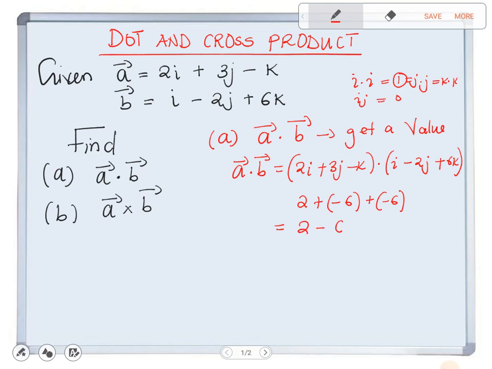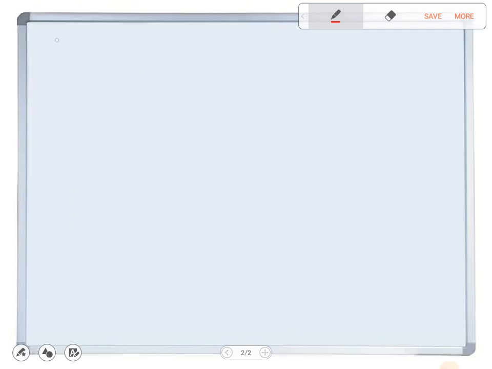2 minus 6 again. So we are saying A dot B is negative 6 minus 6, which is negative 12, then we've got plus 2. What do we get? We get negative 10. So you can see that the dot product will give you a value as I said in the beginning. Then for the vector product or cross product, A cross B, you do not get a value, instead you get another vector as your final answer.